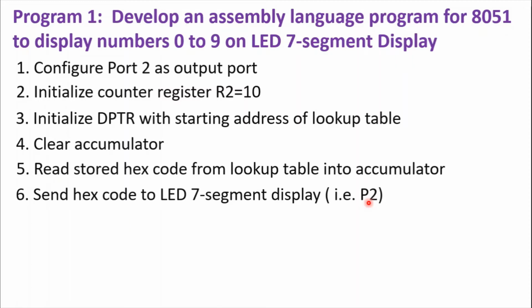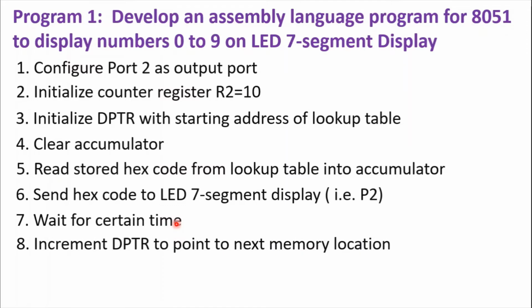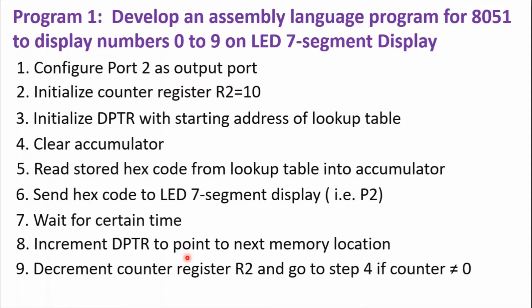We have to maintain that 0 for a certain amount of time. So wait for a certain time, and in order to wait, we will require the help of a delay subroutine. So obviously we will call a delay subroutine. Increment the DPTR so that it will point to the next memory location where the code of 1 is stored. Out of 10 digits, we have displayed 1 digit.